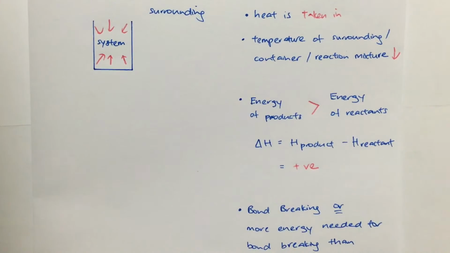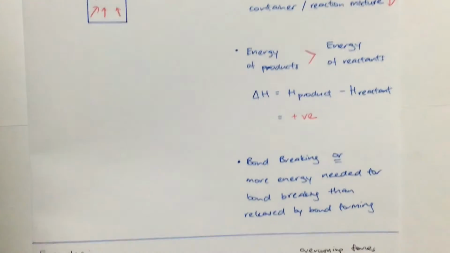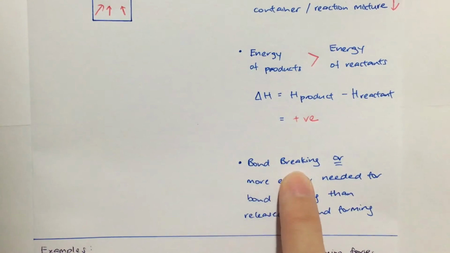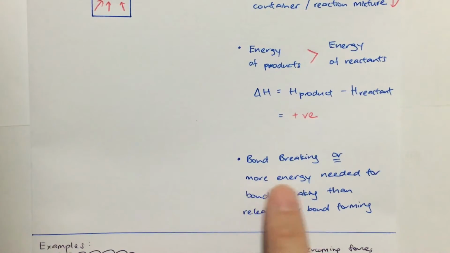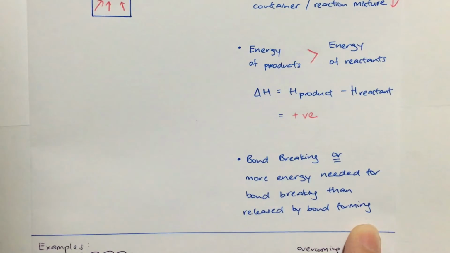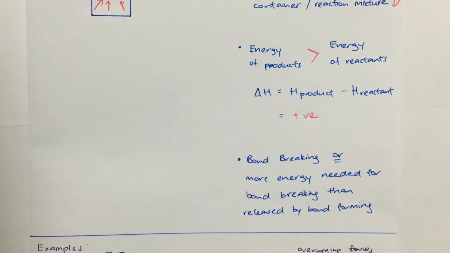Finally, why must heat be taken in? It is because a lot of it is used for bond breaking. Or if the reaction has both bond forming and bond breaking, it means that more energy is needed for bond breaking than released by bond forming. So what are some examples?